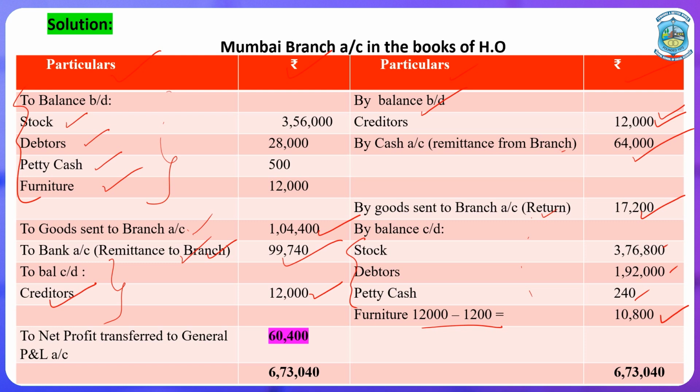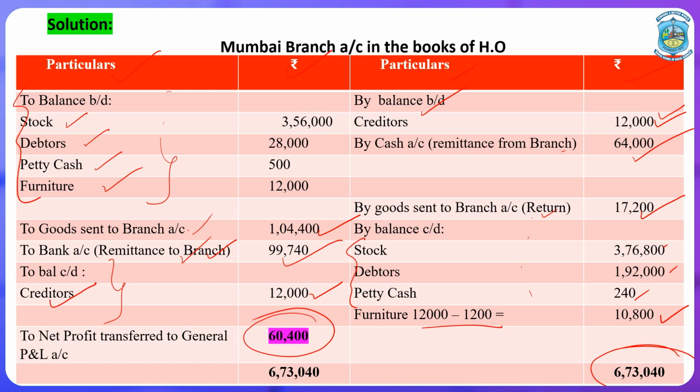Then you make a total for the debit as well as credit side. We know that if the credit side is greater than the debit side, then obviously there is a net profit, and this net profit is transferred to general profit and loss account. And if suppose the debit side is greater than the credit side, the difference is your net loss, that is again transferred to your general P&L account.